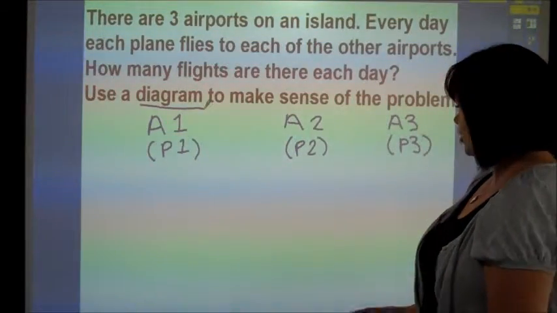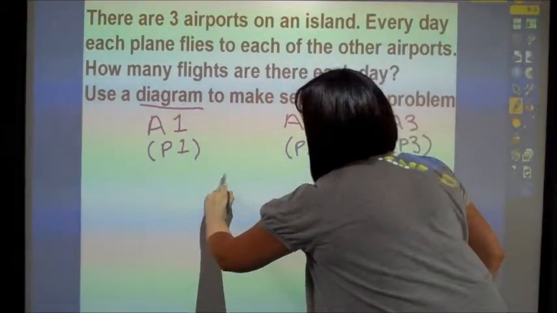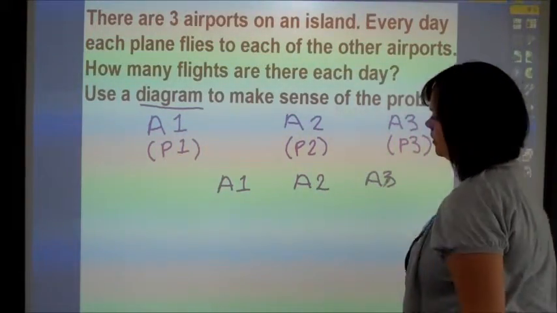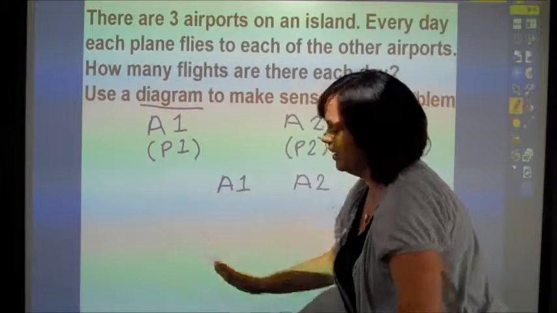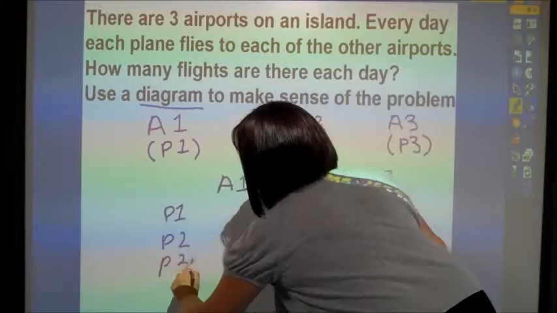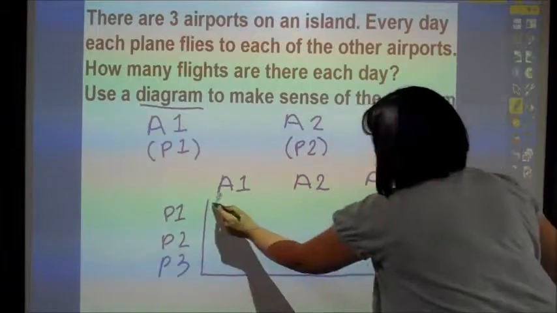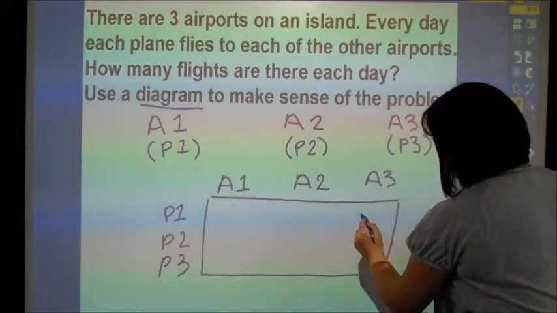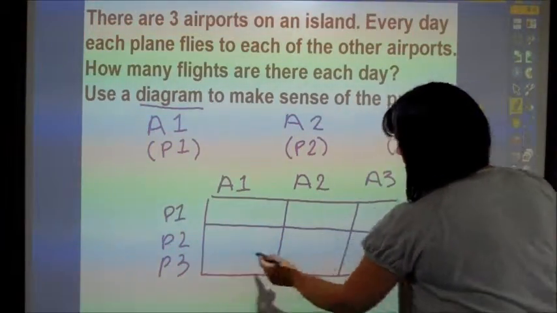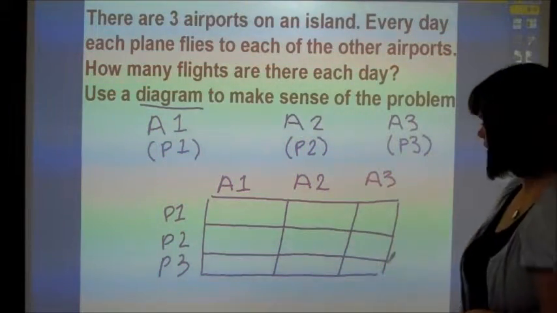Okay. So let's think about this. We've got airport 1, airport 2, airport 3. Let's make this into a diagram. A1, A2, A3. Now I think I'm going to put my planes down here. Let me show you. Plane 1, plane 2, plane 3. Is that okay? Can we all see? And I'm going to make it into a grid or a diagram. Like that. Ooh, it's quite slanty, but it's a diagram.